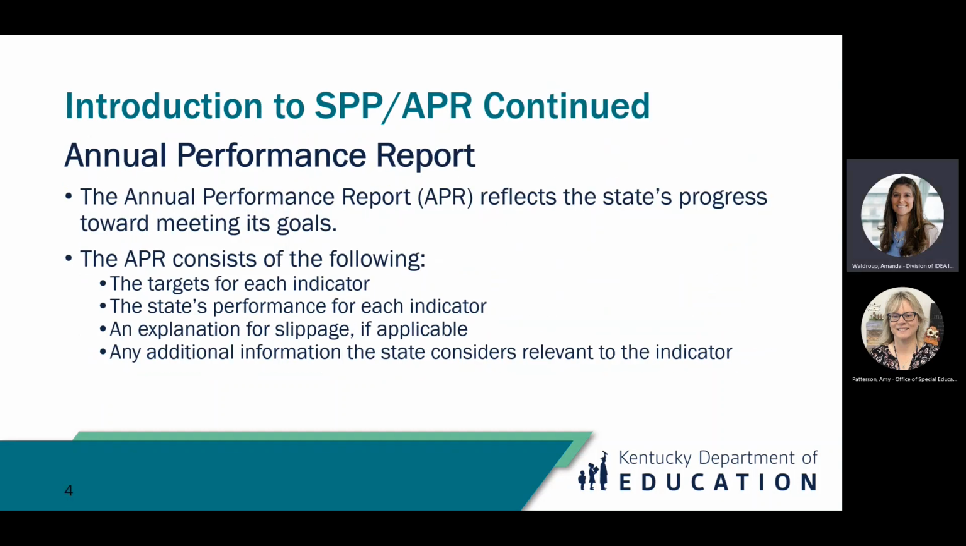The annual performance report, also known as the APR, reflects the state's progress towards meeting its goals. The APR consists of the following: targets for each indicator, the state's performance for each indicator, an explanation for slippage if applicable, and any additional information the state considers relevant to the indicator.